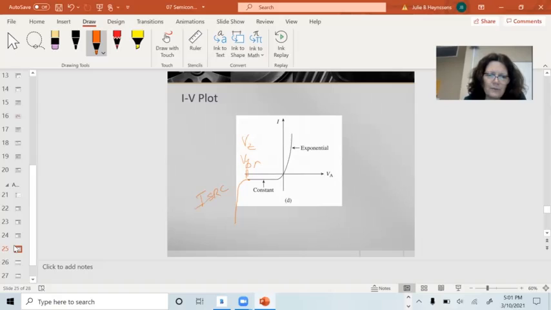I know it looks like a voltage source. Sorry, I said that, I'm thinking backwards. This looks like a voltage source. It's a constant voltage around about the value of V breakdown. I can put as much current as I want through it, and I get a constant voltage out.